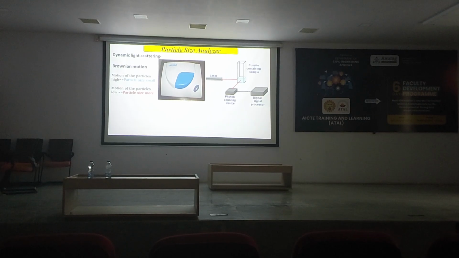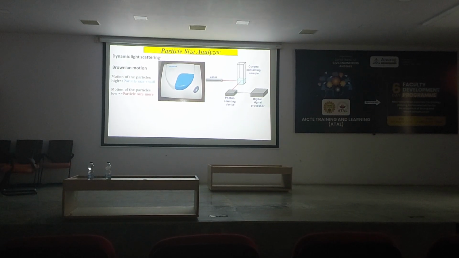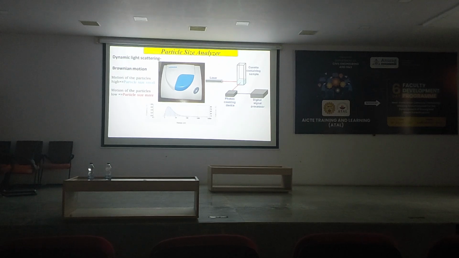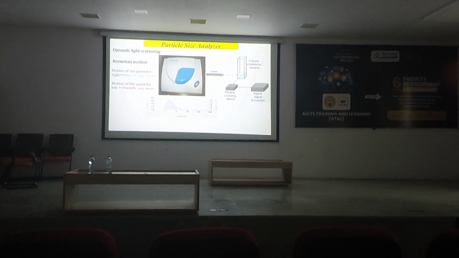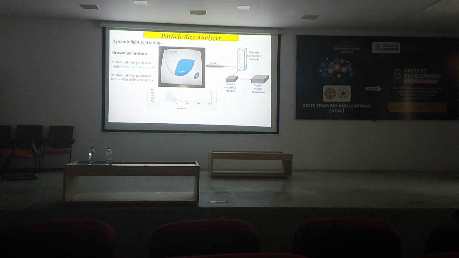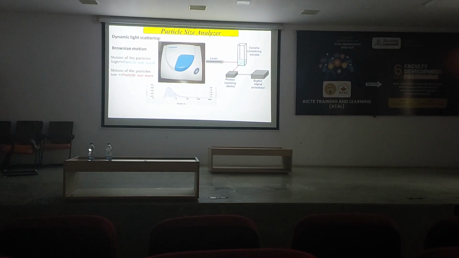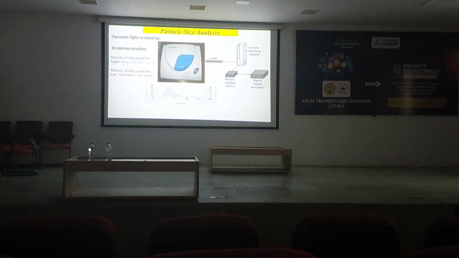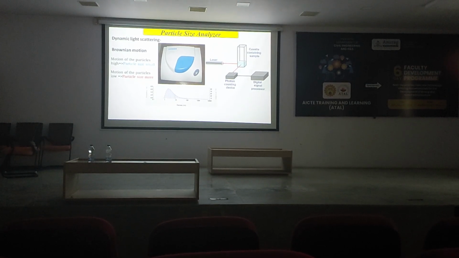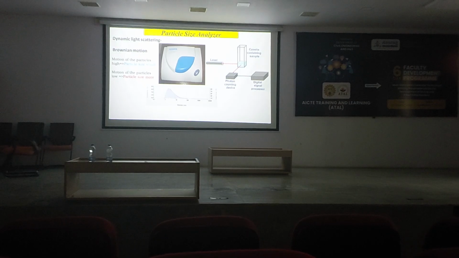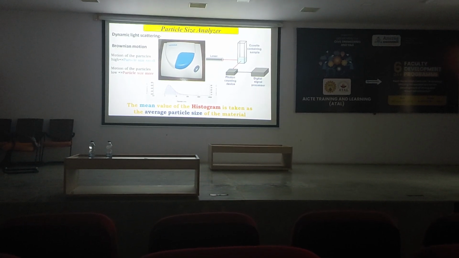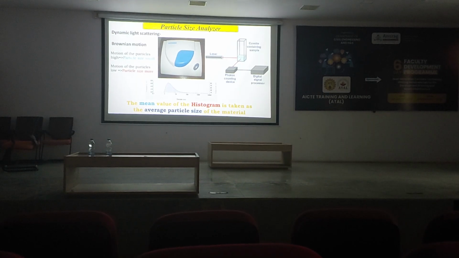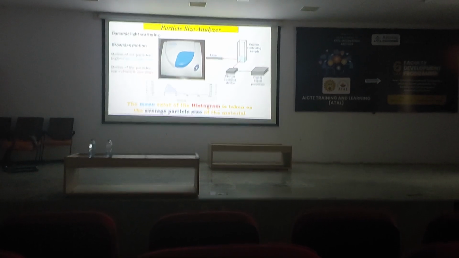Sir, I understand some of it, but not all of it. Can you explain? Yes. Just see the pattern like this, right? If the particle size is more, this vibration is very low. If the particle size is less, it is more, right? Like that we get the pattern, and based on that we get the value. The mean value of the histogram is taken as the average particle size of the material.